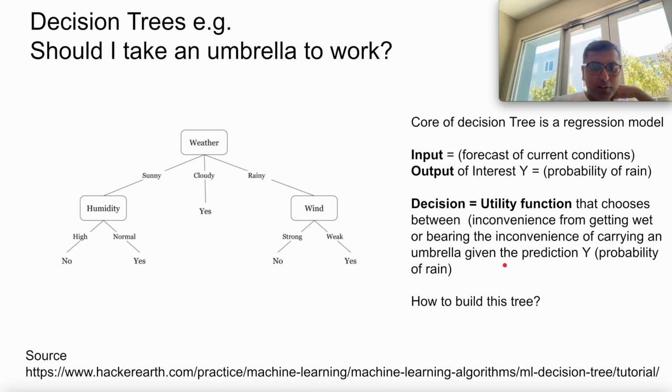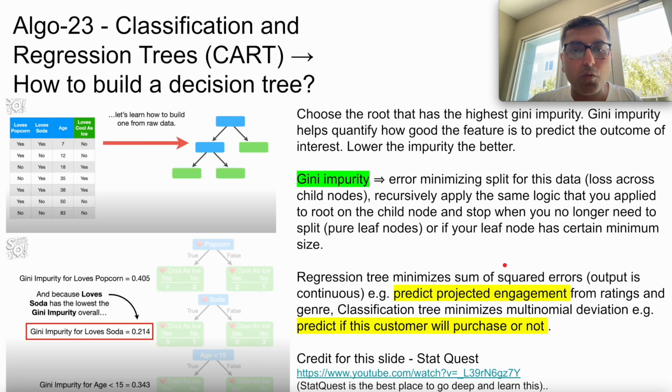Now we've made it much more concrete, but how do you build such a decision tree? We've seen one example for heart disease, and this one is about whether I should carry an umbrella. As simple as that. The way you build this, and we'll use a specific example called the classification and regression trees algorithm, is you take your data and your input variables. I have used this as is from StatQuest, so huge kudos to StatQuest.